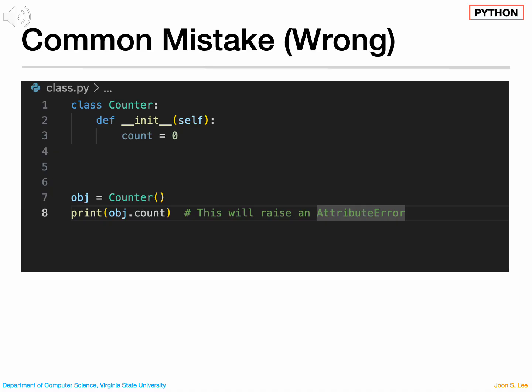The key lesson here is very simple but very important. If you want a variable to belong to an object, you must use self.variableName. Without self, the variable lives only inside the method and disappears when the method ends. In the next slide, we'll fix this class by correctly defining self.count, and the error will go away.